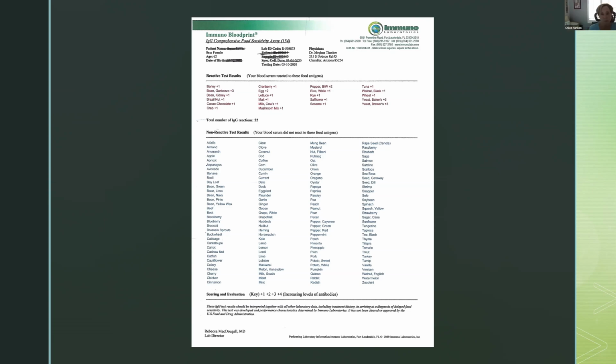And I tell them the good news is that the long list of foods which you did not react to can be used in your diet. So don't focus on what you have to eliminate, but focus on what you can actually use.